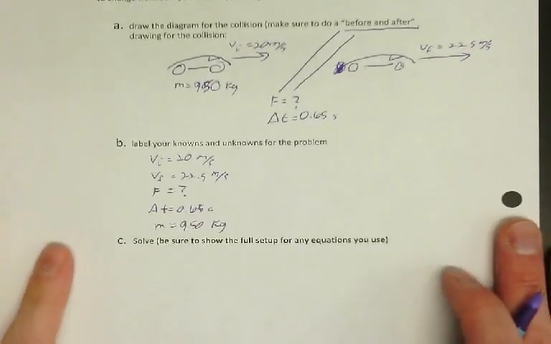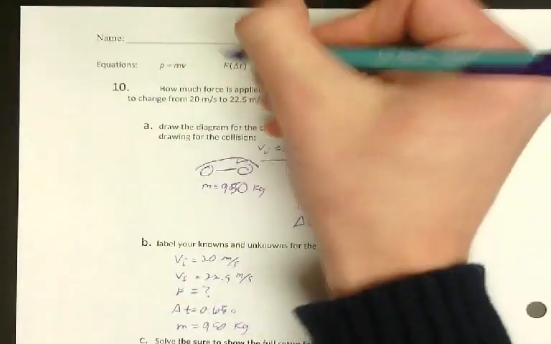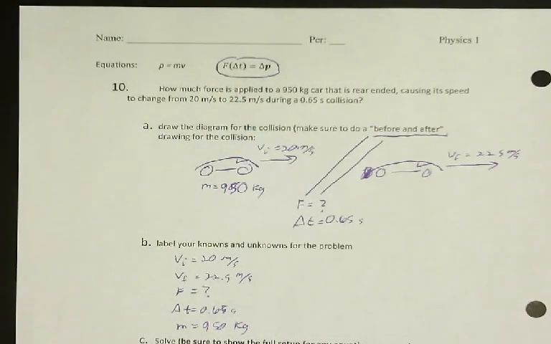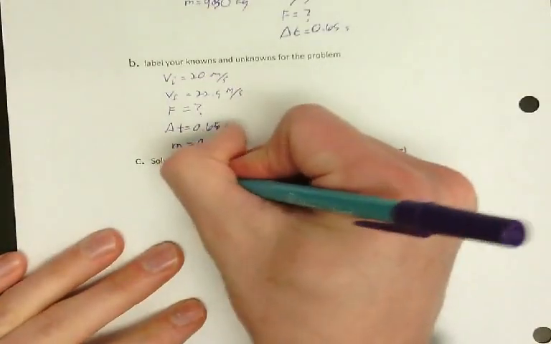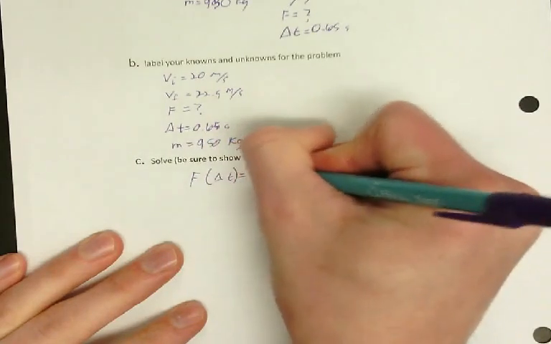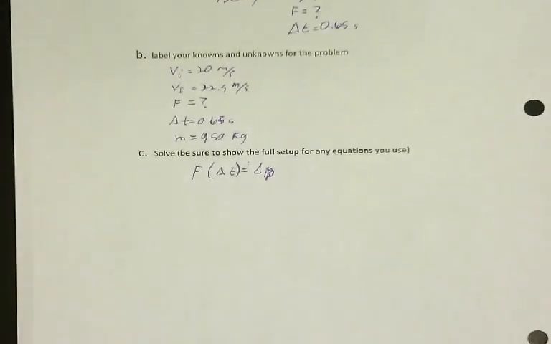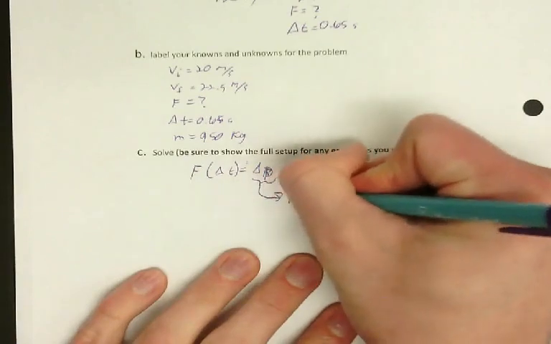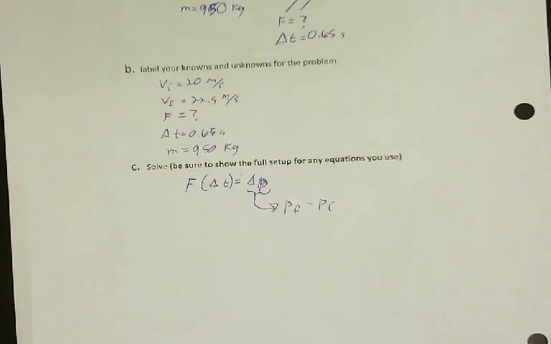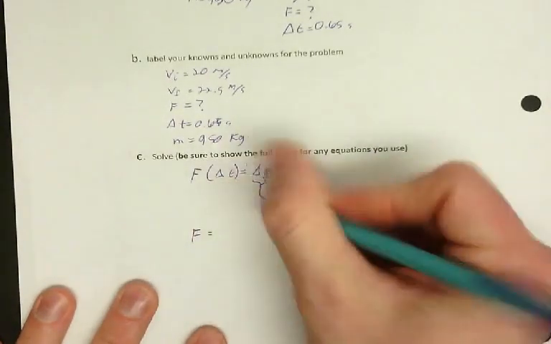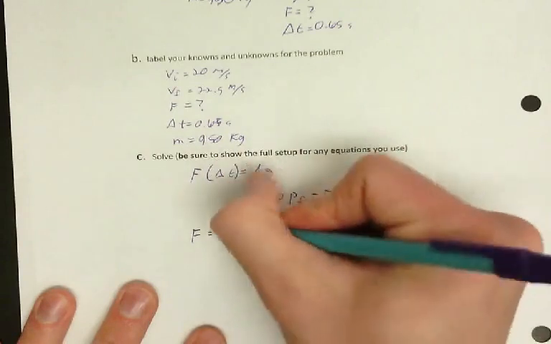So now we're ready to solve. What equation are we using? Well, for all of these problems, we're going to use the same equation: F delta T equals delta P. But remember, delta P is always final minus initial. So we're going to plug all the numbers into these spots. F is what I'm solving for, so we leave that as F. Delta T is up here, it's 0.65.